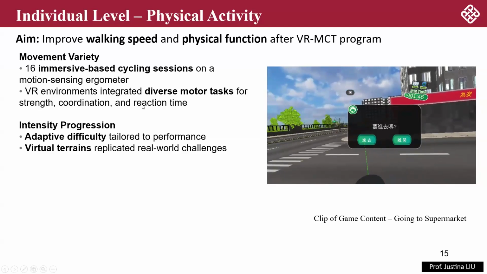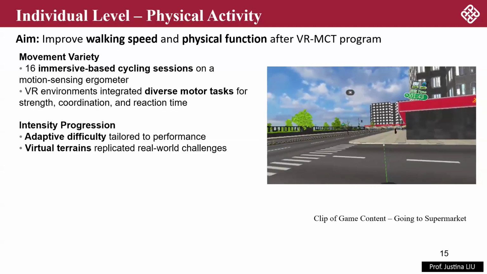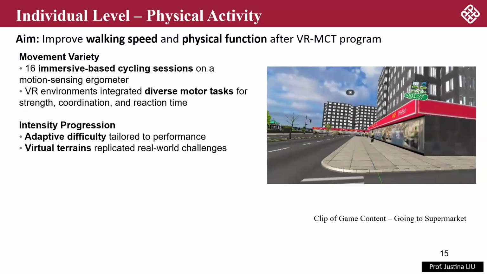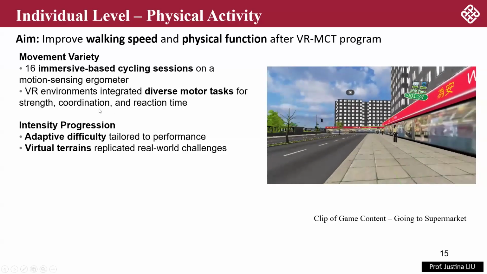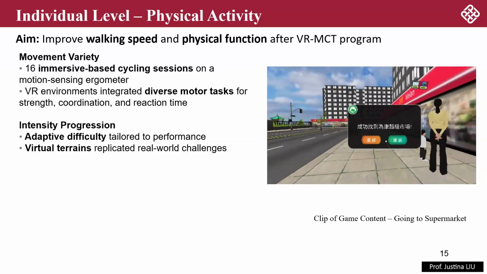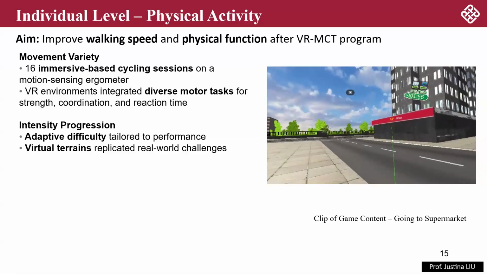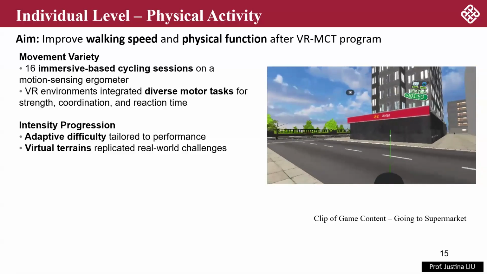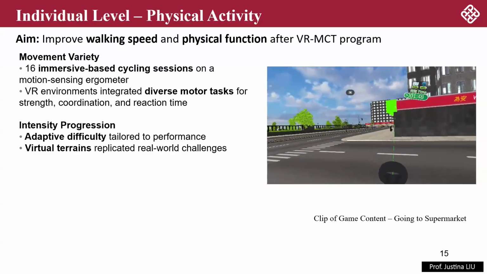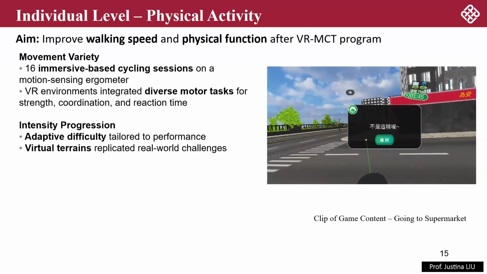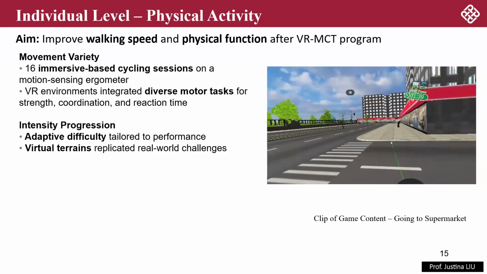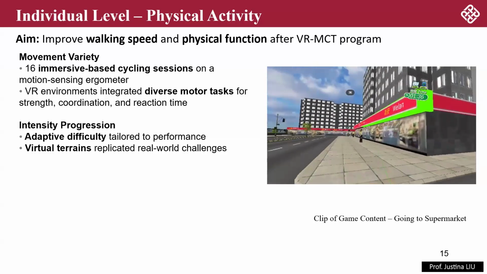The environment integrated lots of motor tasks with an aim to strengthen their muscles, particularly the muscles of their lower limbs. We also have some games to enhance their coordination as well as shorten their reaction time. The system can also automatically adjust the level of difficulty according to participants' performance during the training. We believe that the combination of progressive physical training together with the VR feedback really engages older adults and motivates them to continue to practice, eventually enhancing their physical function.